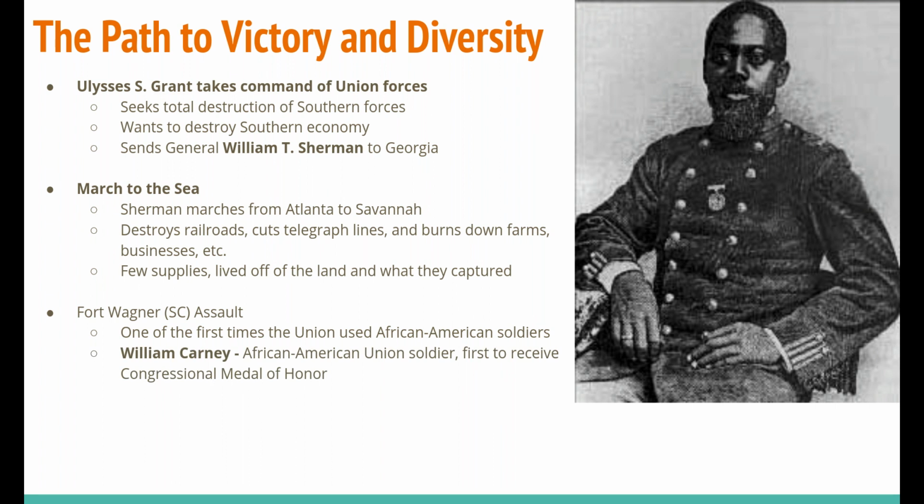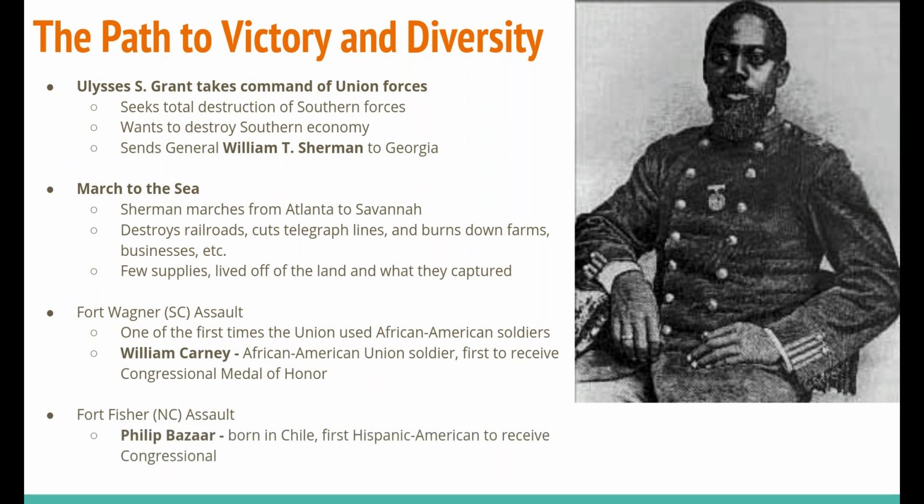They want to end slavery, but that doesn't mean they like Black people or treat them as equals. And then at Fort Fisher in North Carolina, we have another non-white individual. You have Philip Bazar, born in Chile. He's the first Hispanic American to receive the Congressional Medal of Honor, again, I think posthumously after he died. So either of those gentlemen can show up on the STAAR test.